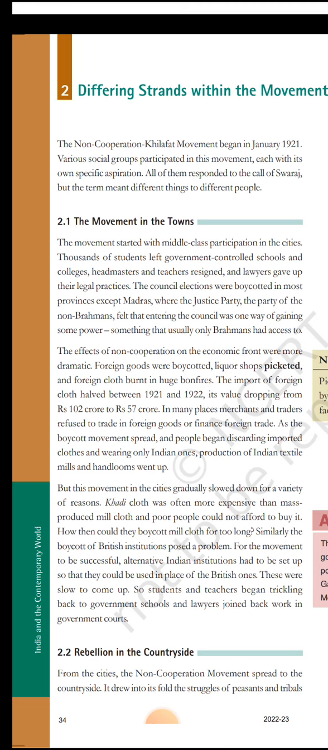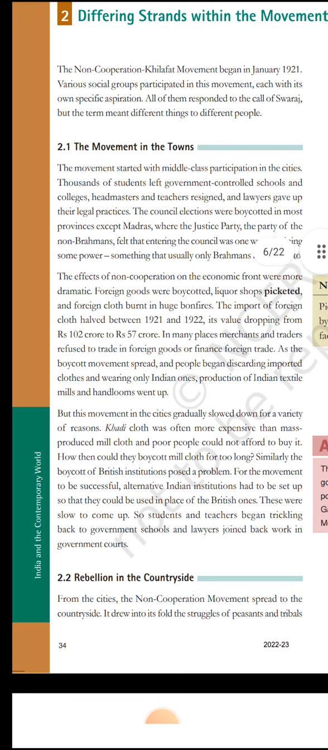Why Madras? There the Justice Party, the party of the non-Brahmins, felt that entering the council was one way of gaining some power, something that usually only Brahmins had access to. Okay, now the effects of non-cooperation took a dramatic form: foreign goods were boycotted, liquor shops picketed, and foreign cloth burned in huge bonfires. The import of foreign cloth halved between 1921 and 1922, its value dropping from rupees 102 crore to rupees 57 crore, and in many places merchants and traders refused to trade in foreign goods or finance trade.